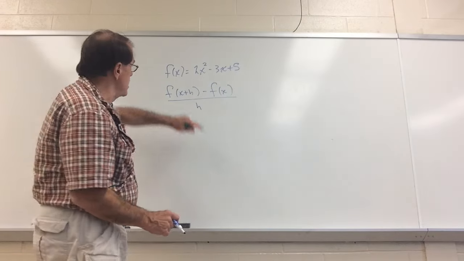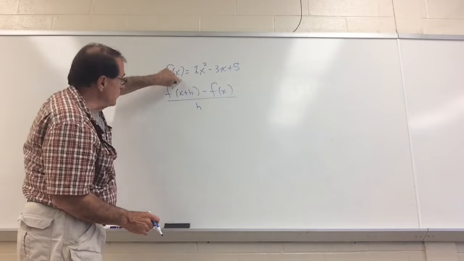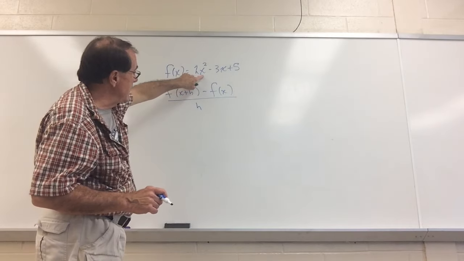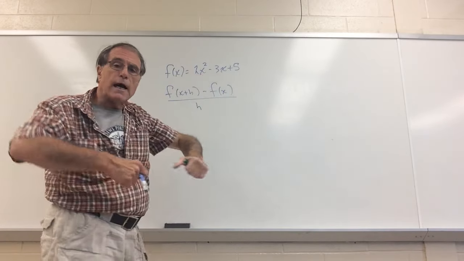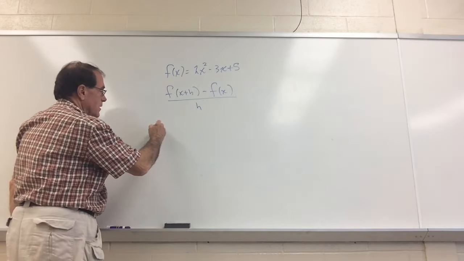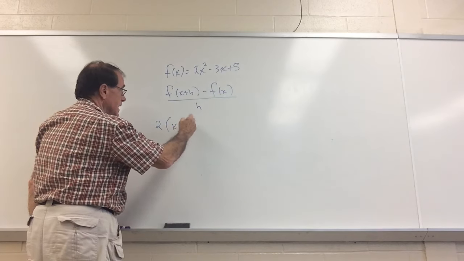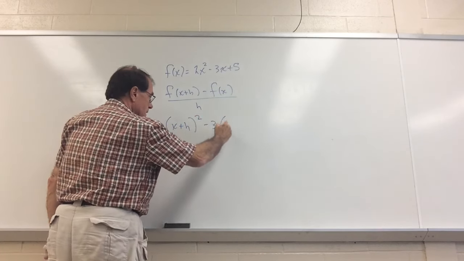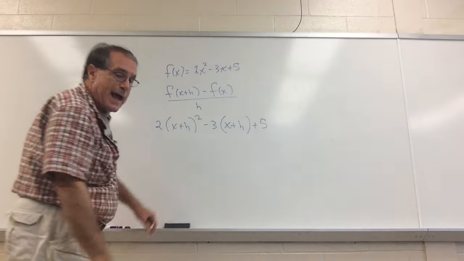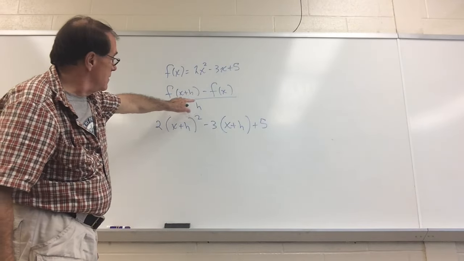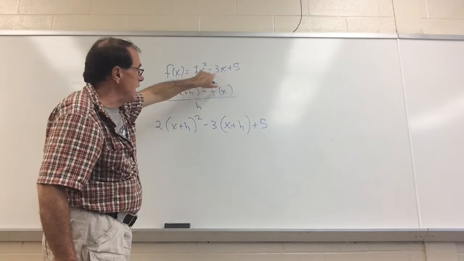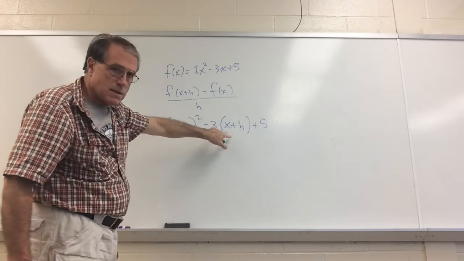So the first thing I'm going to do is to take my function, and I will evaluate f of x plus h. And that means wherever I have an x, here and here, I will replace that with x plus h. It will look like this. 2 times x plus h squared minus 3 times x plus h plus 5. Now that's this piece of the difference quotient. That's f of x plus h. I replaced x in the two locations where it occurred with x plus h.